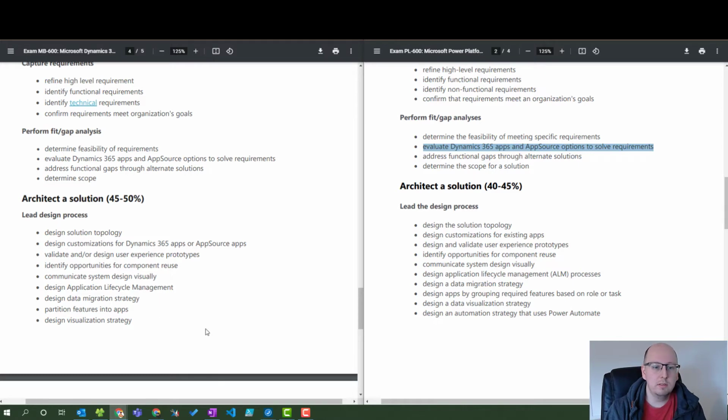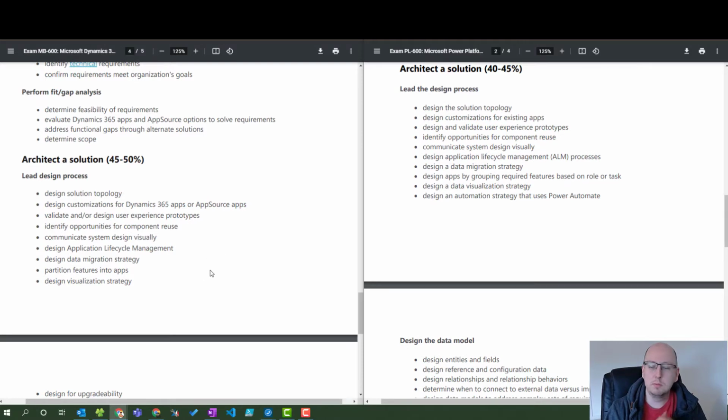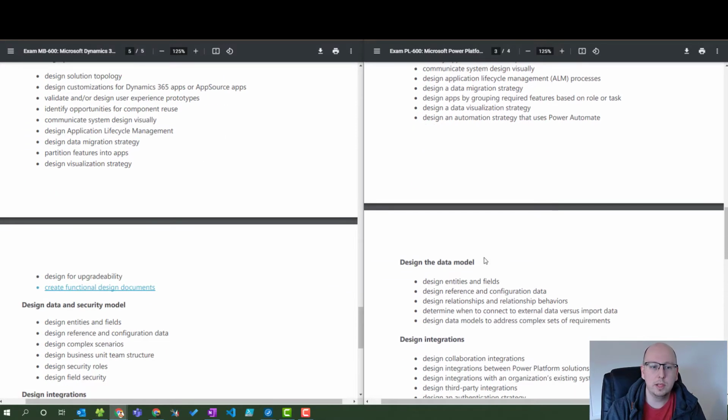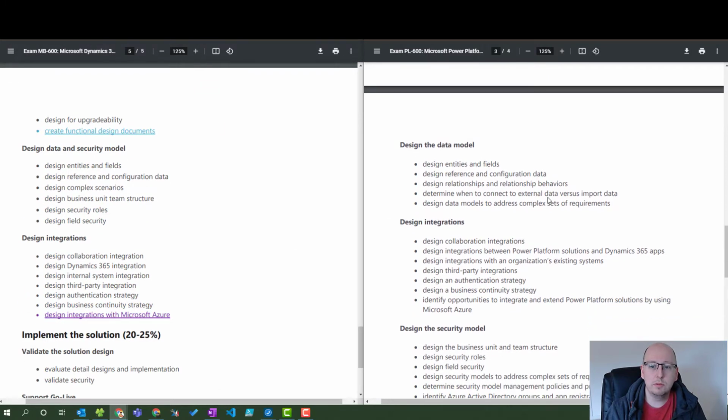A lot of the other things are very standard. Design application lifecycle management, using solutions to move things through, using DevOps and stuff like that, will be integral to understanding this. Design data models, again, something that's similar on both sides, and design data integrations, again, very similar on both sides. It's going to be integrations between things, and we even do see design integrations between Power Platform solutions and D365 apps. So they're going to expect you to know D365 apps and how you can integrate them with Power Platform solutions. So good things to brush up on.